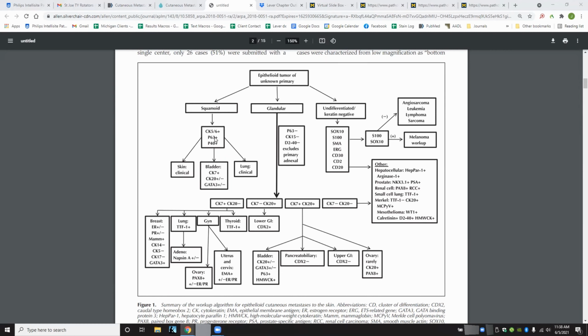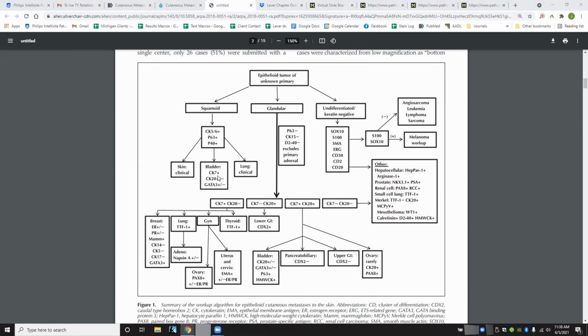Same thing, maybe if you're on the face and you're looking, is this a primary salivary gland tumor, a primary adnexal tumor in the skin, or is it a metastatic salivary gland tumor coming up into the skin? P63 and P40 can be helpful in differentiating those. Your clinical is going to be helpful in differentiating. And then history, again, is helpful.